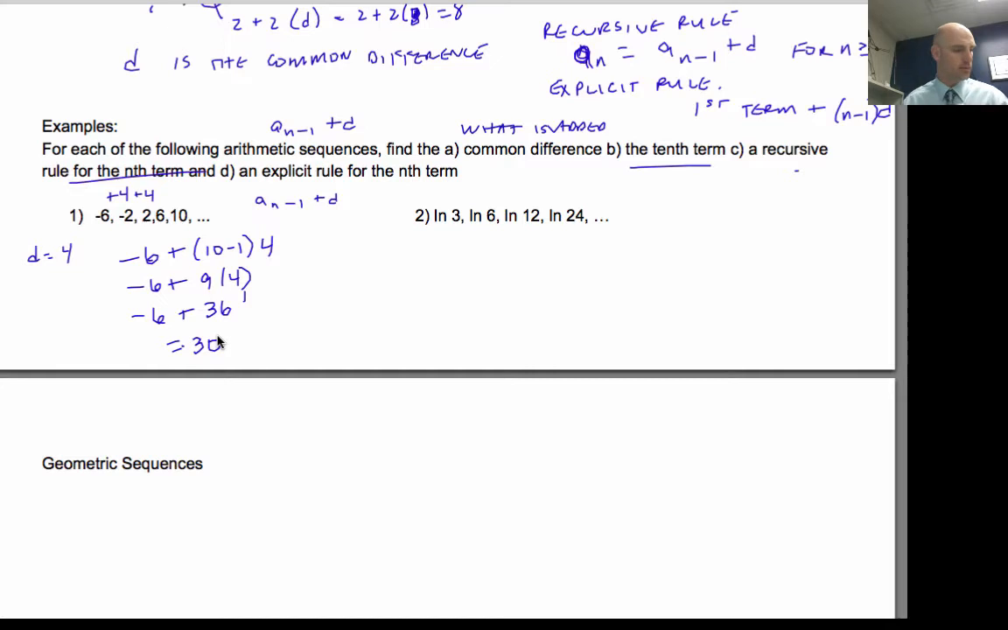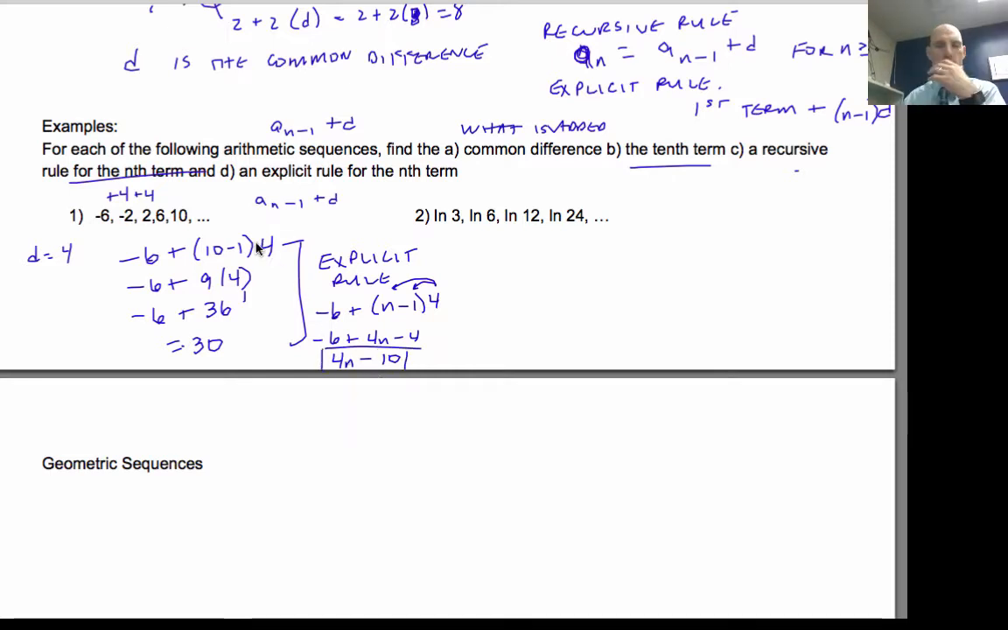I need a general rule. So my general rule, the explicit rule, looks like this: -6 plus n minus 1 times 4. I'm going to distribute this in. So I've got -6 plus 4n minus 4. So I have 4n minus 10 is my explicit rule. What did I just do there? Well, I expressed what I already knew. I expressed my explicit rule. I just distributed it out, so I can always do this. So what's it going to mean? If I put in 10, I've got 40 minus 10, which would be 30.